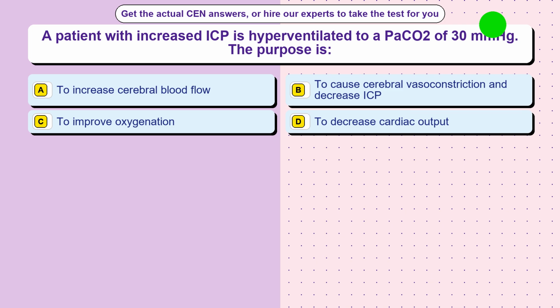Question 92. A patient with increased ICP is hyperventilated to a PaCO2 of 30 mmHg. The purpose is: Option A, to increase cerebral blood flow. Option B, to cause cerebral vasoconstriction and decrease ICP. Option C, to improve oxygenation. Option D, to decrease cardiac output.